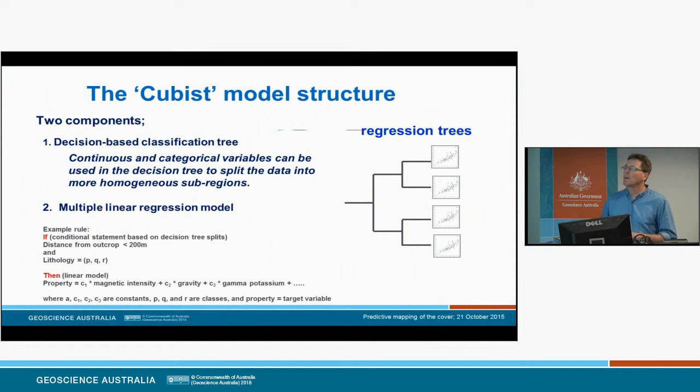The nice thing about QBIS, it can handle continuous as well as categorical data, so you can put in your geology and your radiometrics in there. And the rules you can look at. You can interrogate these rules and look at how it's mapping out these relationships, and that's part of the knowledge discovery part of it. Also, because of this coupling, it can describe data which is non-linear. So there's many advantages to it.